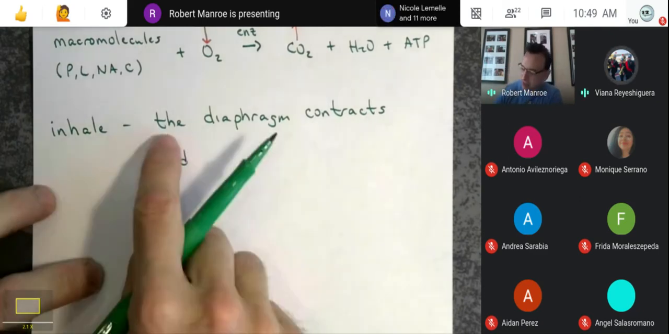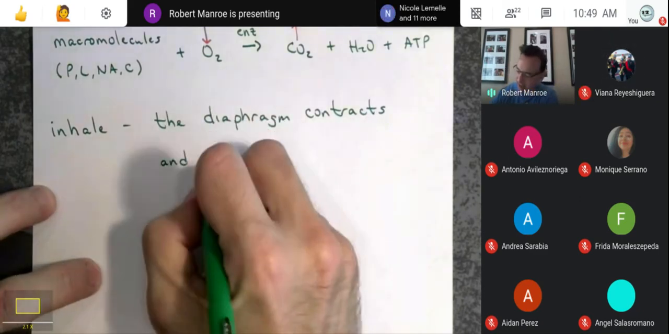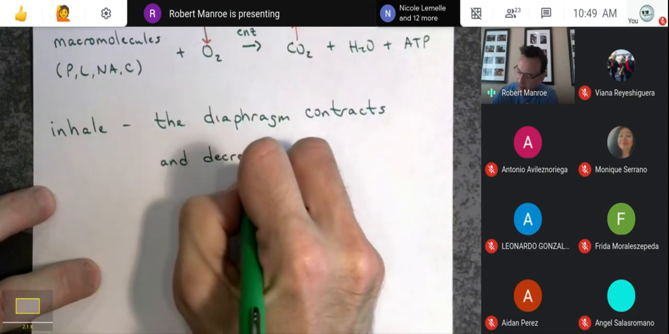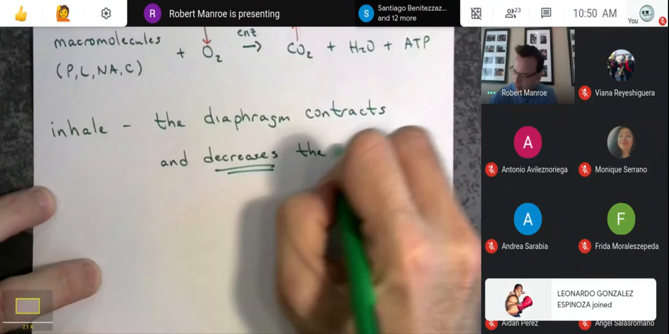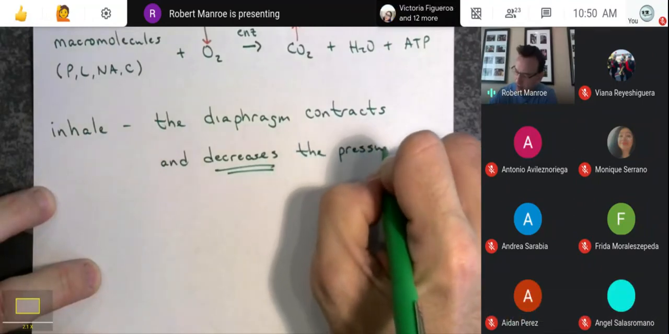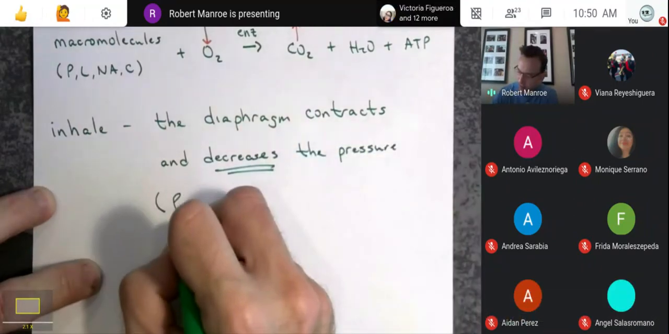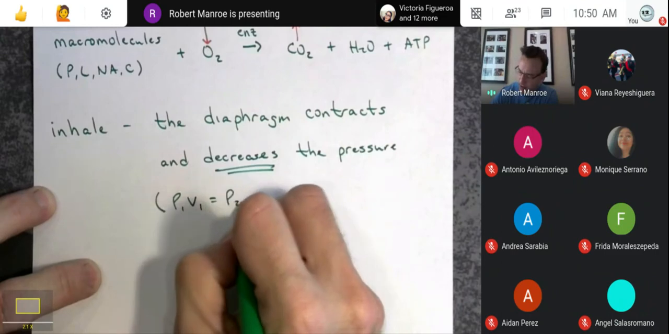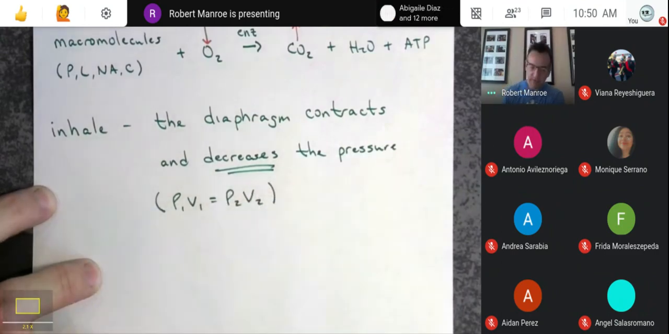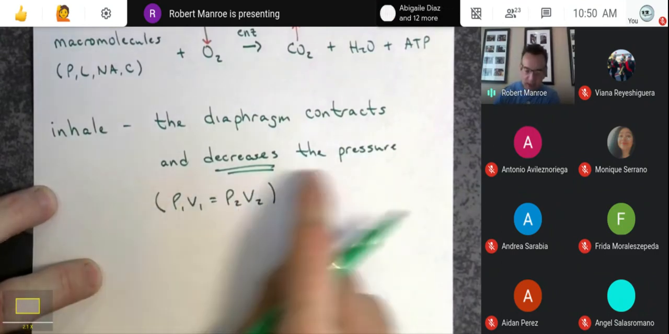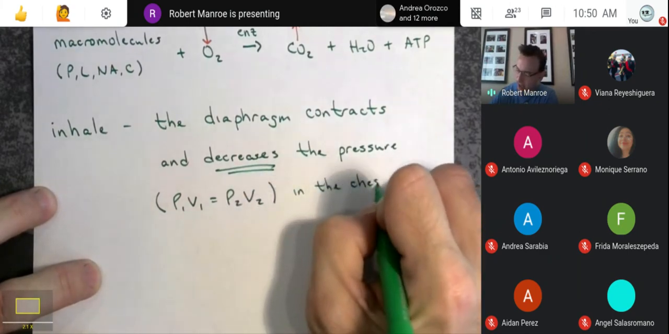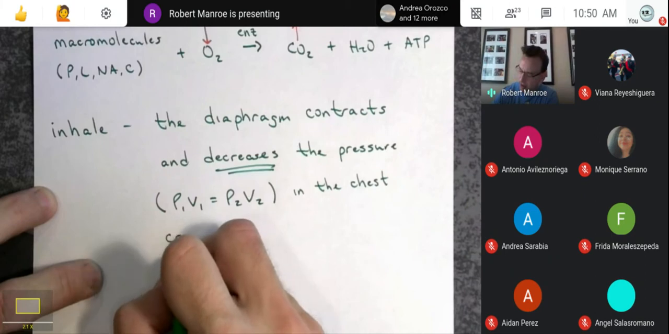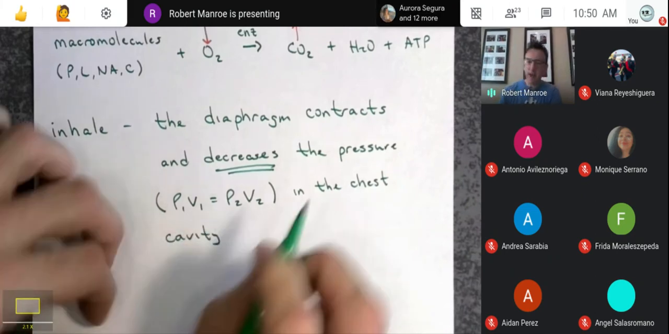It's craziness. All right. So the diaphragm contracts and decreases the pressure. This is why it's important that you're comfortable with P1V1 equals P2V2. So it decreases the pressure in the chest cavity, and that's what actually causes the air to rush in.